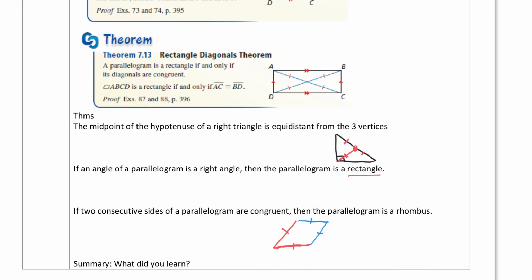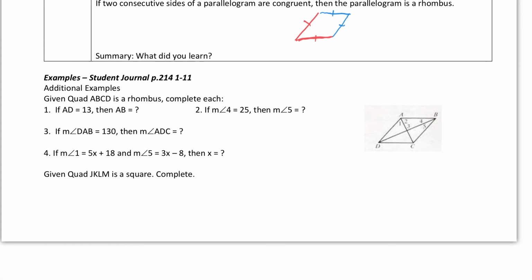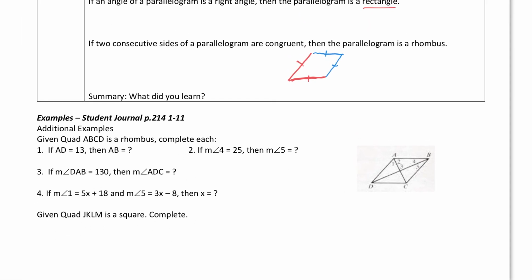All right, so in class we have a lot of examples we're going to be doing, but right now let's do these few examples here. On this first one, if AD is 13, so A to D is 13 here, then AB, and now we're saying if it's a rhombus, then AB will also be 13.